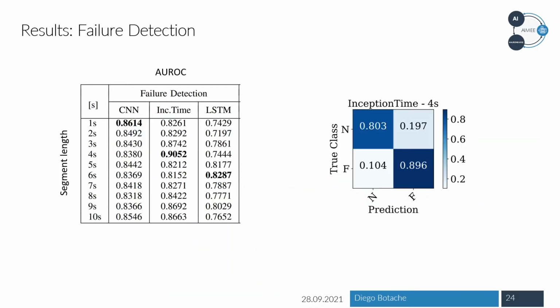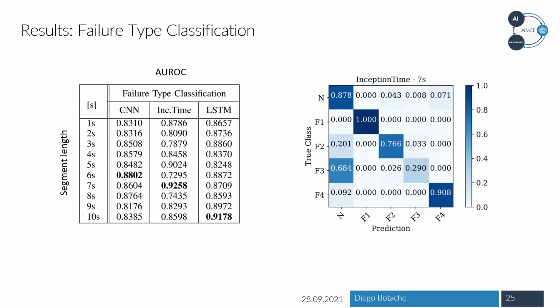So first we go to the failure detection, and in this case we joined all the failure types together into a single class, and we want to perform only the failure detection itself. You can see that the InceptionTime architecture with a segment length of 4 seconds performs best, and this is shown on the right side in the confusion matrix, and you see that the normal state was confused only with a 19.7 percent misclassification rate.